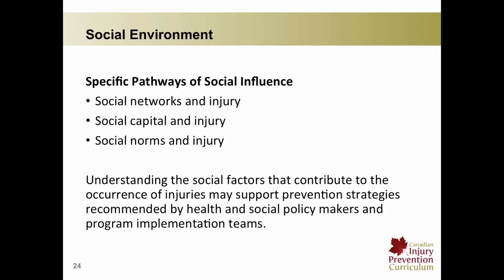So what does this all mean? Understanding the social factors that contribute to the occurrence of injuries may support prevention strategies recommended by health and social policymakers and program implementation teams. Social and behavioral factors can be modified by education, community capacity building strategies, and urban planning initiatives. Examples of injury prevention activities associated with social environmental factors might include peer education programs for high-risk behaviors, and occupational health and safety campaigns that focus on building and leveraging stronger social environments at work.